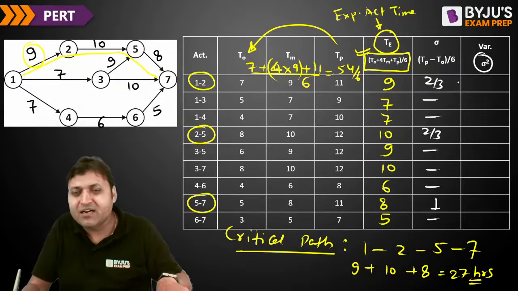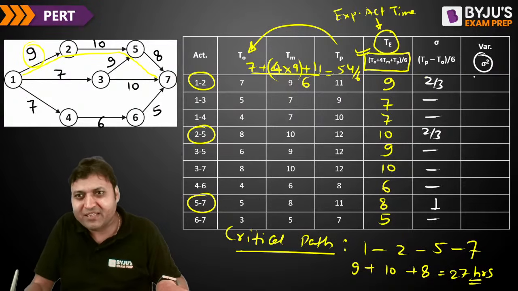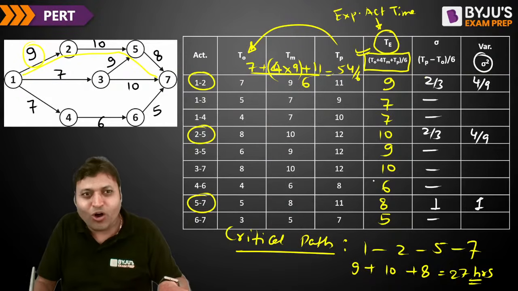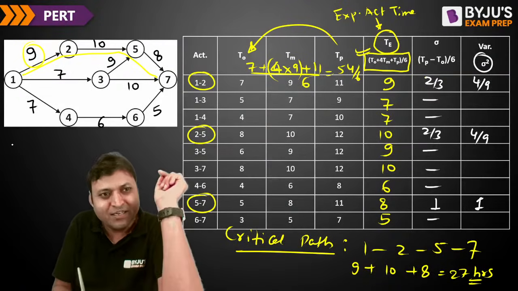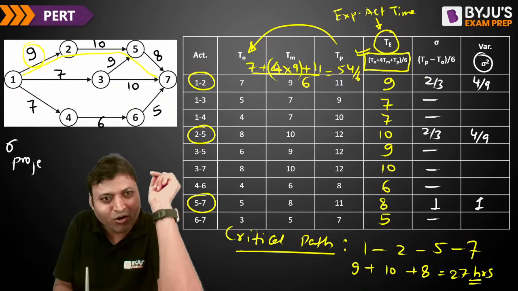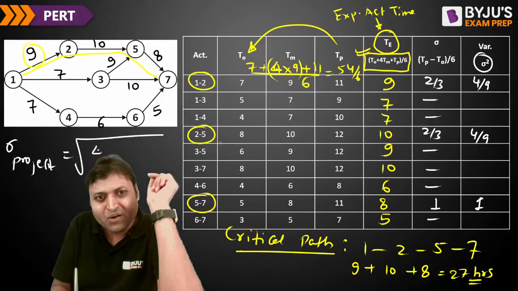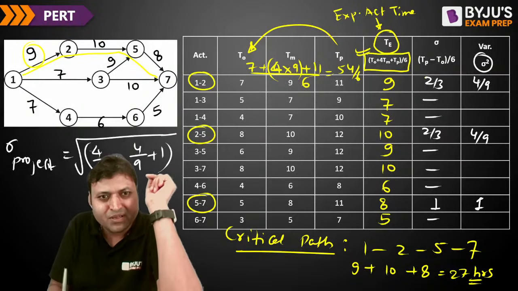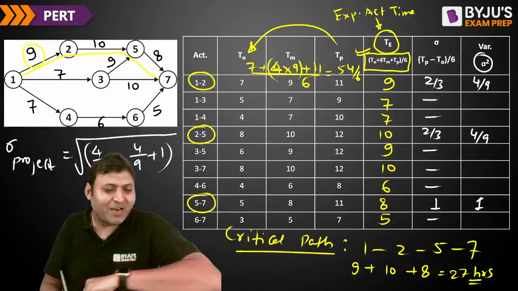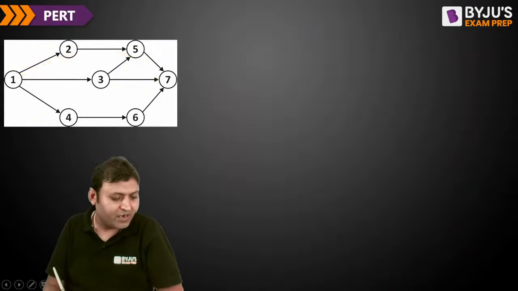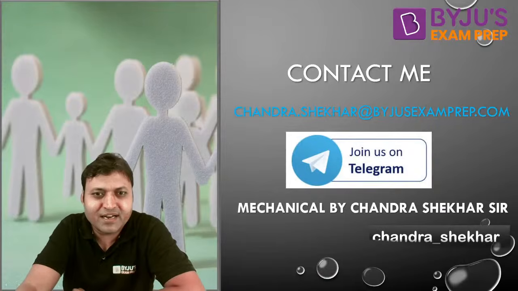And sigma square will be the variance. So it will be 4 by 9, 4 by 9, and 1. If you add all these variances, sigma for the project, or sigma for the critical path, is the square root of 4 by 9 plus 4 by 9 plus 1. What is that?